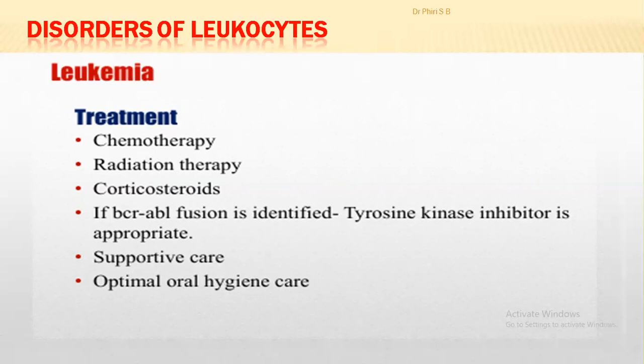So those hematopoietic stem cells that are undergoing mutation will be inhibited, because for them to function they need the tyrosine kinase enzyme. So if you use the tyrosine kinase inhibitor, then they'll be inhibited. Then of course you need supportive care and optimal oral hygiene care. So this is just the treatment of leukemia. Like I said, this is more pathology, and you will discuss it in pathology later on. But for now, we're going to end here.